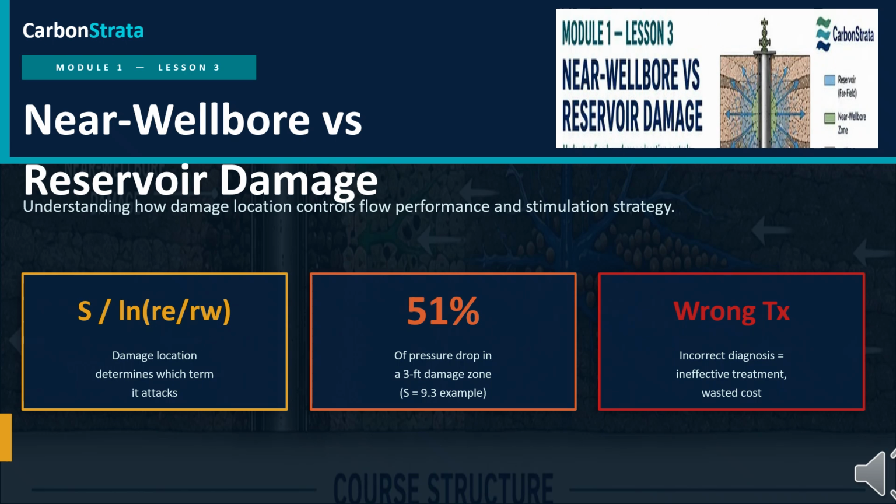Now look at the number. 51% of total pressure drop inside a 3-foot zone. 3 feet. Out of thousands. That is where your well is being choked.